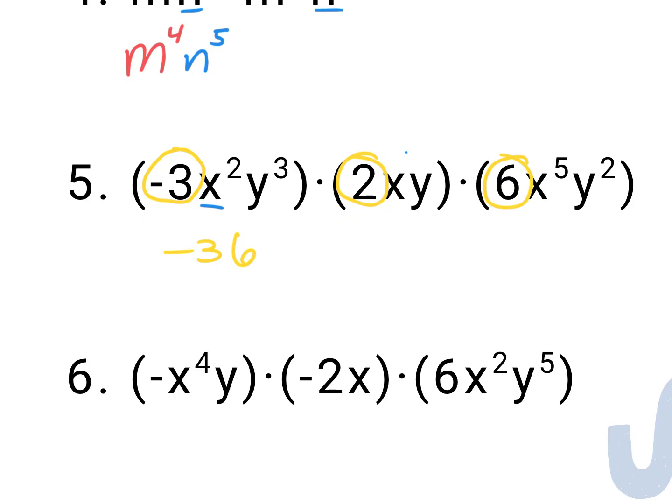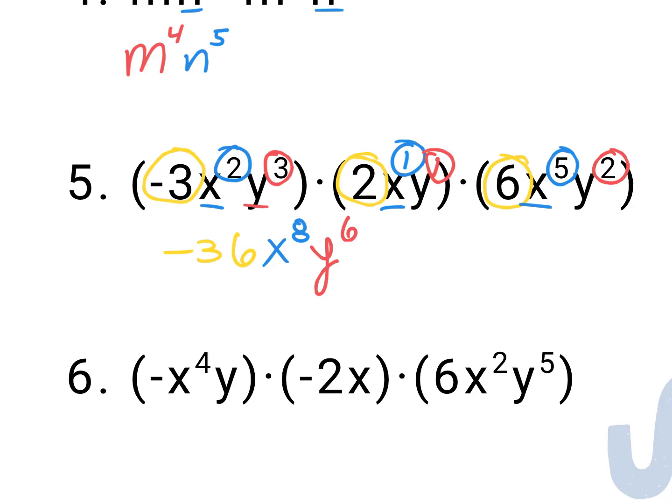Now I see x's. I have 2 there, 1 there, 5 there. So I'm going to rewrite my base, and then I'm going to add 2 plus 1 is 3, plus 5 is, perfect. Then my second variable of y, I have 3 here, 1 here, 2 here. So 3 plus 1 plus 2, perfect.